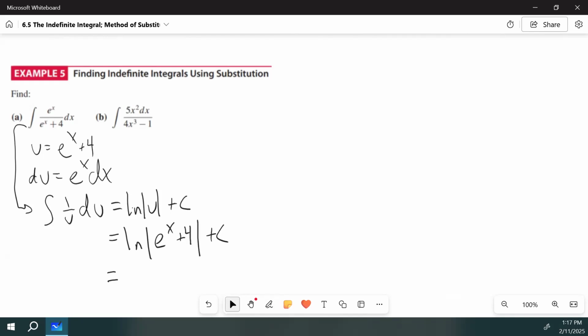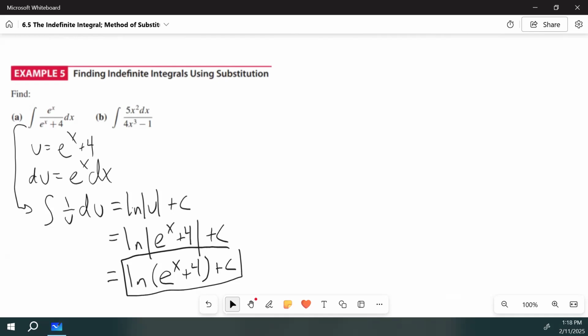Now, since e to the x is never negative, it's always actually positive, the absolute values are redundant in this case because e to the x plus 4 is never going to be negative for all real numbers. Okay, so we could use parentheses instead of the absolute value symbol there. Okay, it's not wrong to leave the absolute value symbol on there, it's just redundant.